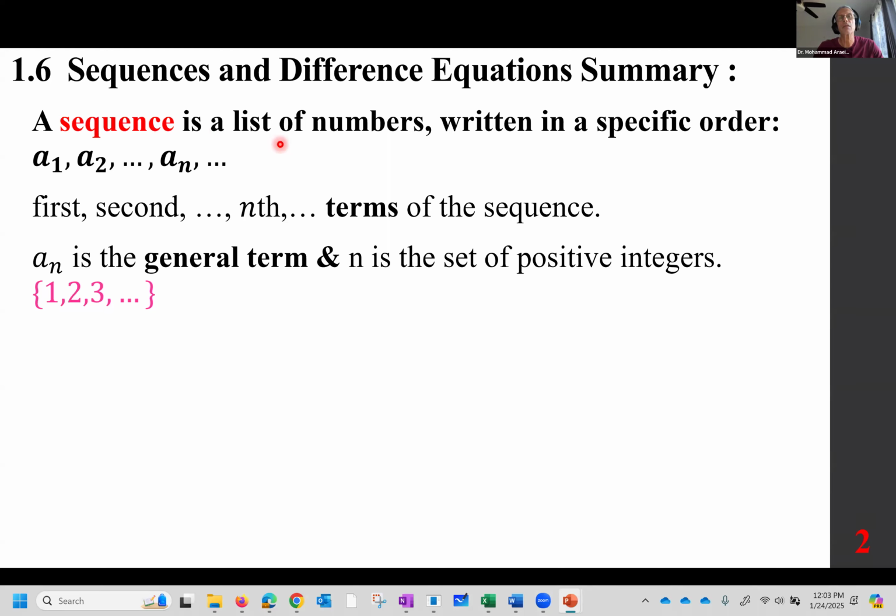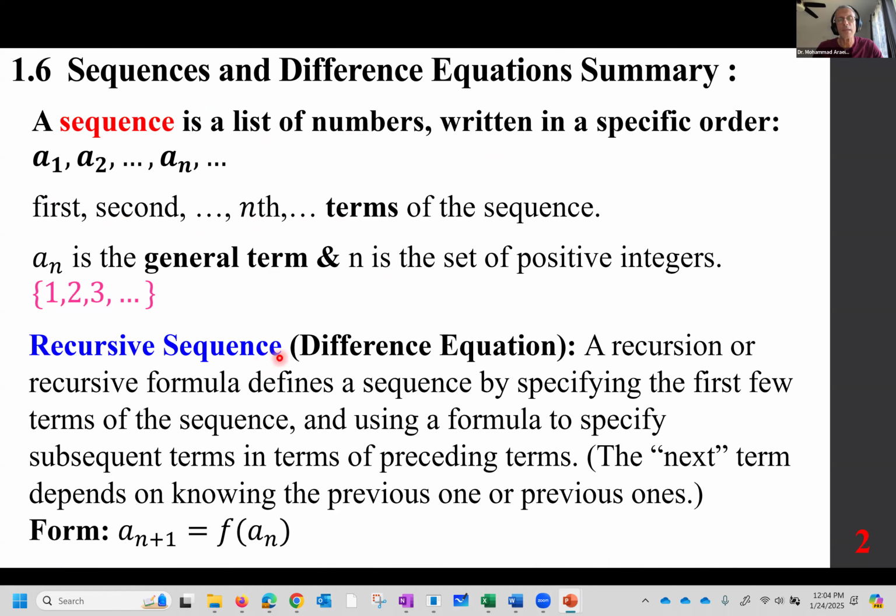A sequence is a list of numbers written in a specific order, a sub 1, a sub 2, all the way to a sub n. First, second, and nth terms of the sequence. A sub n is the general term, and n is the set of positive integers, 1, 2, 3, and so forth, also known as natural numbers, counting numbers.